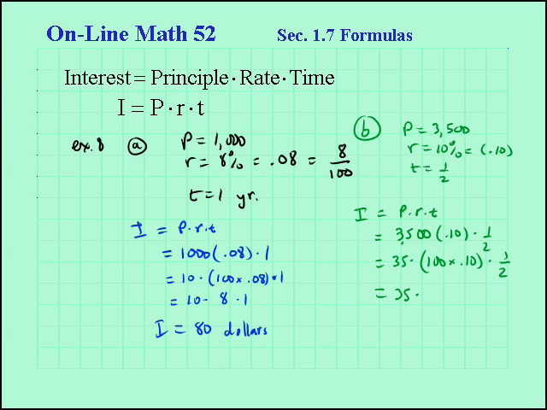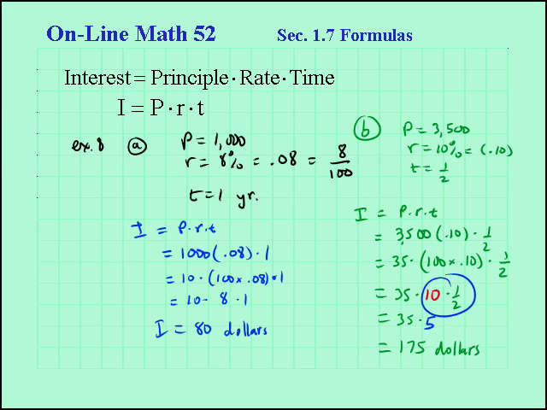I'll make it red. Why not? Times 1/2. Let's see. One thing I could do here is 35 times, and multiply 10 times 1/2, which is 5. And then multiplying 35 times 5 off to the side, that's going to be 175. And so that's how many dollars we would get for gaining interest on that account.